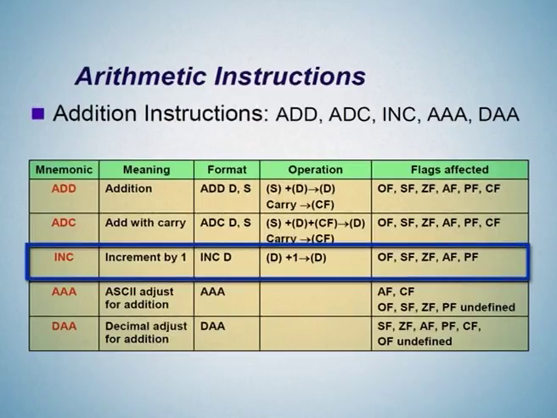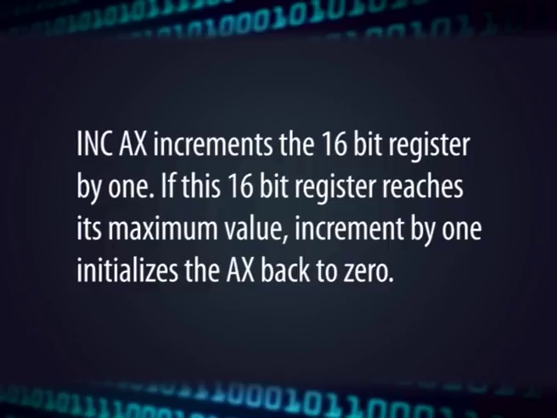The next instruction, INC D, increments the specified operand by 1 and accordingly affects the flags, similar to the addition operation or add with carry operation. For example, INC AL increments the 8-bit register AL by 1. Similarly, INC AX increments the 16-bit register by 1. If this 16-bit register reaches its maximum value, incrementing by 1 sets AX back to 0. That means the zero flag will be set to 1 if the result of the INC AX operation is 0.